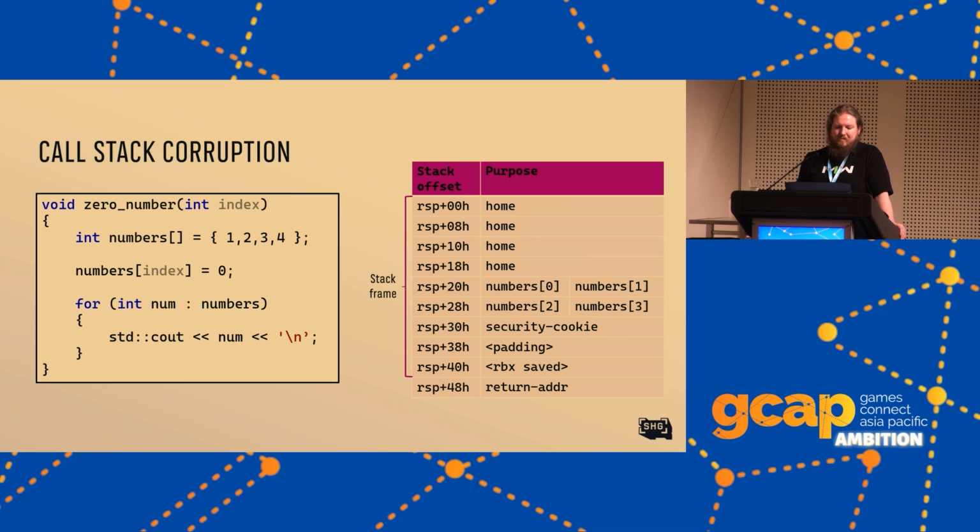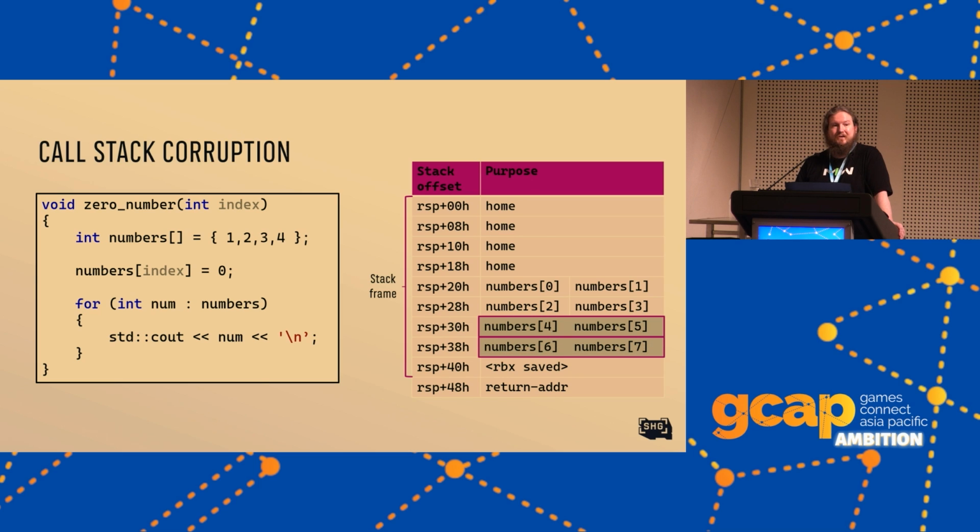So let's take a look at what might happen if we start storing values above 3 within this numbers array. If we start storing stuff within 4 and 5, then we start overriding that stack cookie. And this is where hopefully the debugger or the program will crash, and it'll tell you that that's occurred and you can go in and fix it.